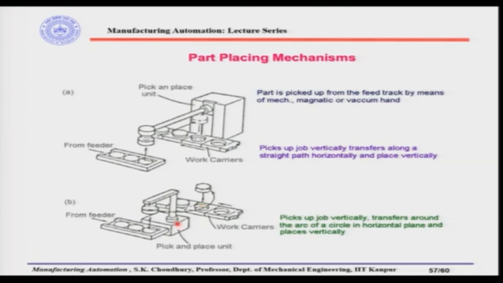These are simple mechanisms, pick and place units, and those units can be placed either behind the work carriers or in between the work carrier and the feeder, as I said. Now, the signal when it has to activate may come from the assembly machine itself. When it finishes a work, it sends a signal to the pick and place unit, and then it will activate and bring the part from the feeder to the work carrier.